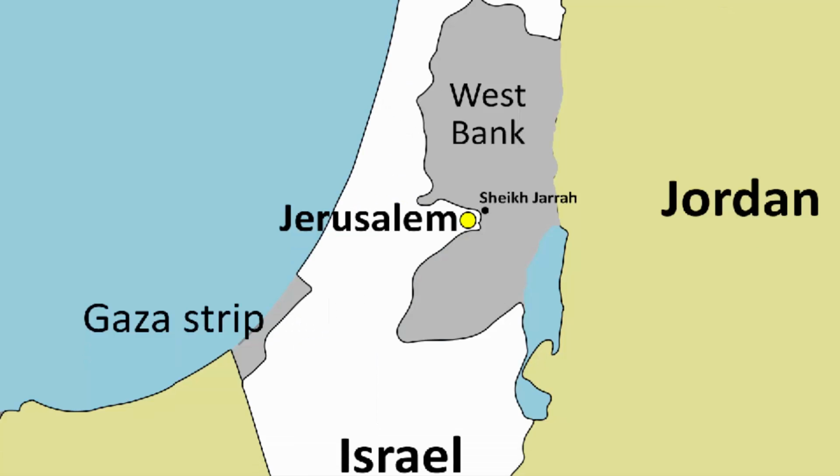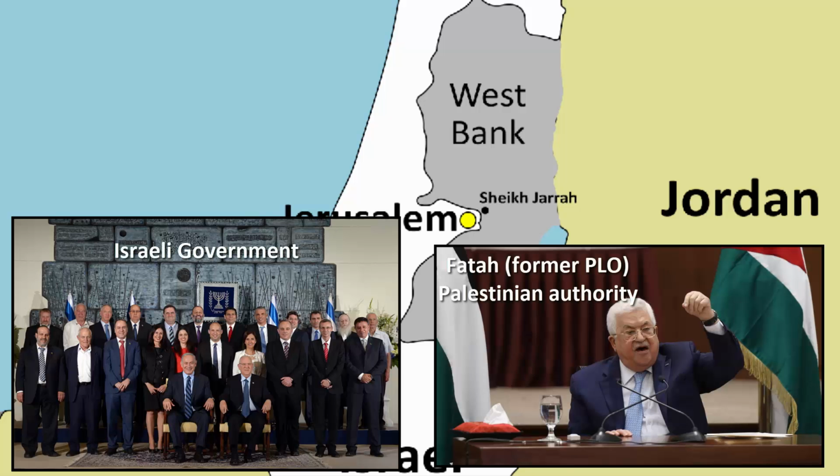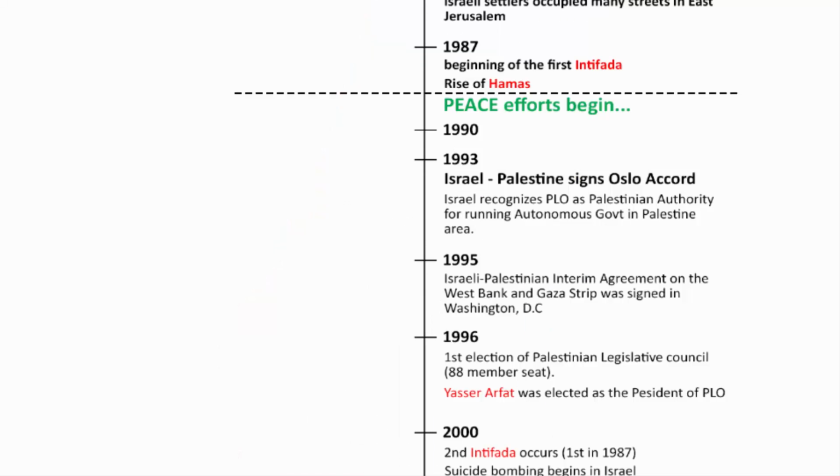Just remember one thing, the whole West Bank and Jerusalem is under Israel's control. But the administration is shared by both the Israeli government and Fatah, which is the Palestinian authority. If you remember, in the 90s, the peace process began between Israel and Palestine. In 1993, a peace agreement was signed between Israel and Palestine, which is also called the Oslo Accord.